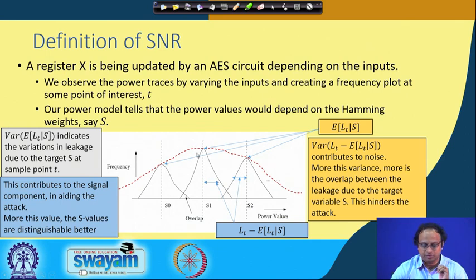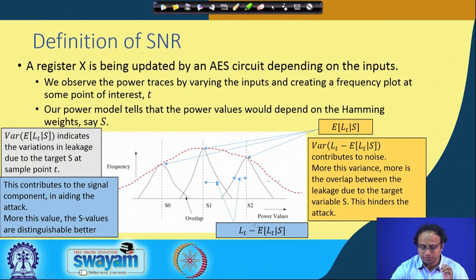For example, if I take this frequency plot and this frequency plot, then this essentially stands for LT minus E[LT given S1], and this stands for LT minus E[LT given S2]. And if I make these normal distributions more spread, then this overlap region will increase. Likewise, you can see here, if I take this and spread it out more, then this overlap region will increase.